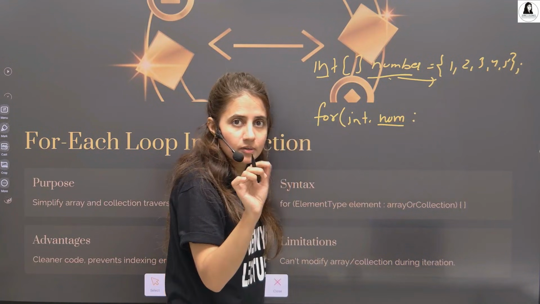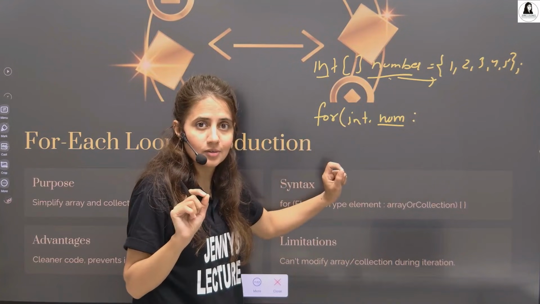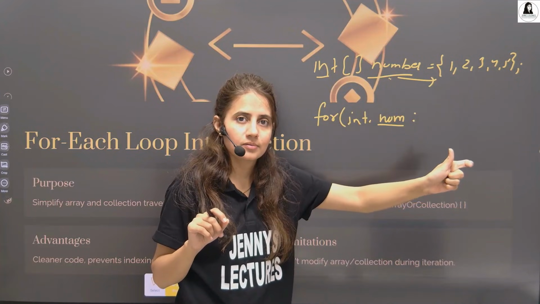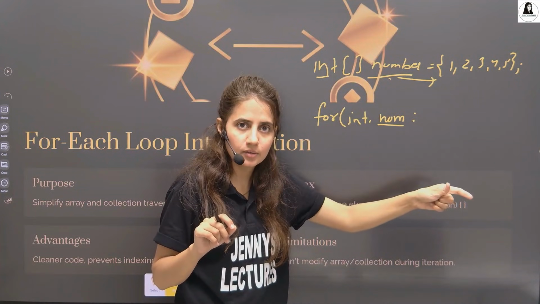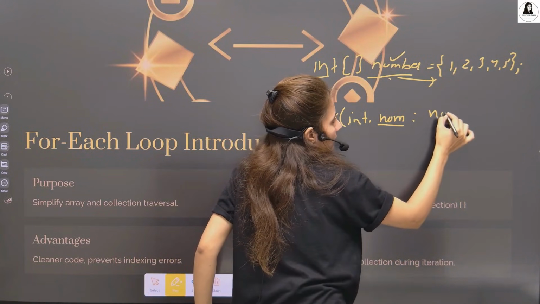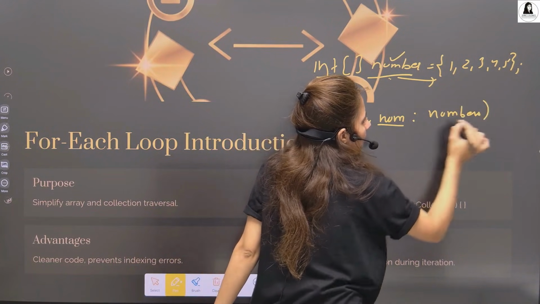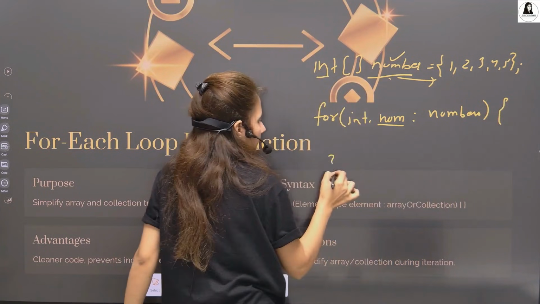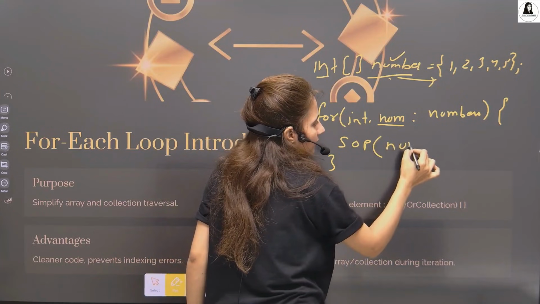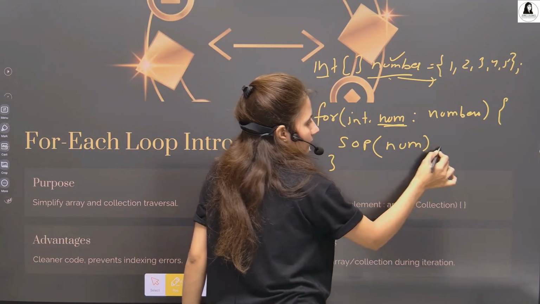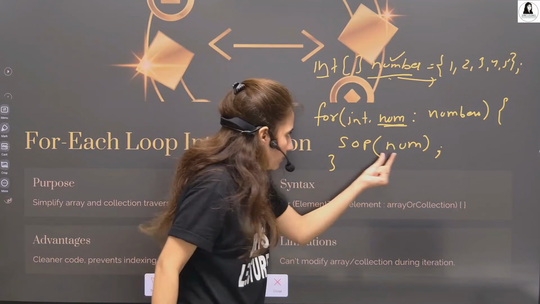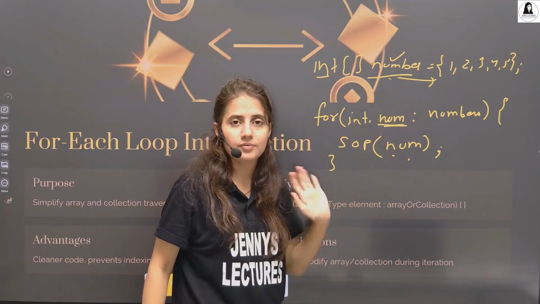Then colon, it's not semicolon, it's colon. And after that, just the name of that collection or the array you want to traverse, or print, or access. Here I want to access the array. The name of the array is numbers. So here simply write numbers. That's it. And in System.out.println, we write only this variable. No index, no square brackets, nothing else. You simply print num and it will give you 1, 2, 3, 4, 5.